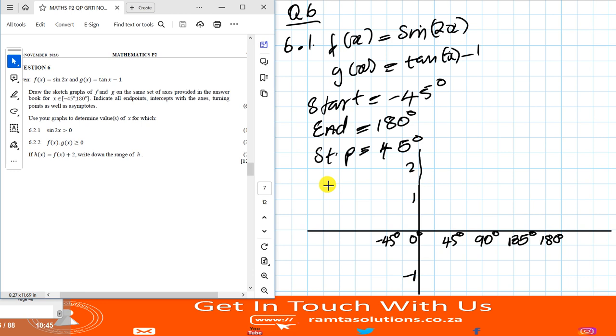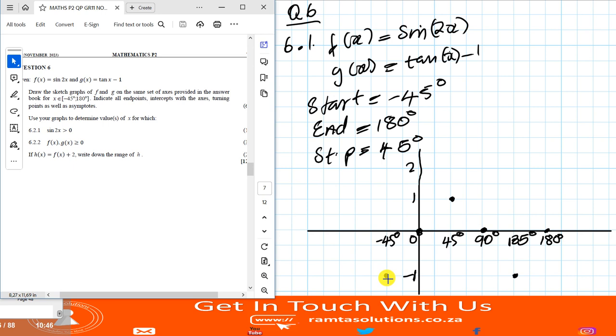Your calculator has given you, for f of x, when it's negative 45, it's minus 1. When it's 0, it's also 0. When it's 45, it's 1. When it's 90, it must be 0. When it's 135, it's minus 1. When it's 180, it's 0. Do you see this? I'm plotting this as if you are still in grade 10.